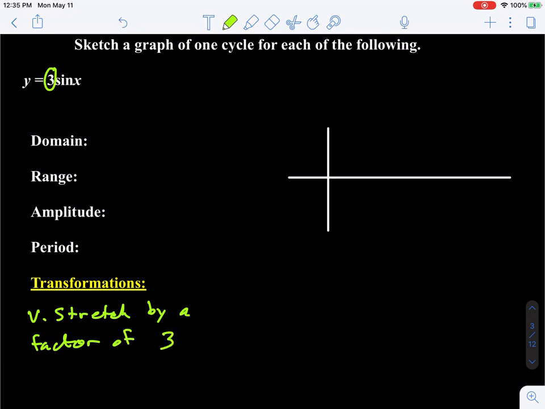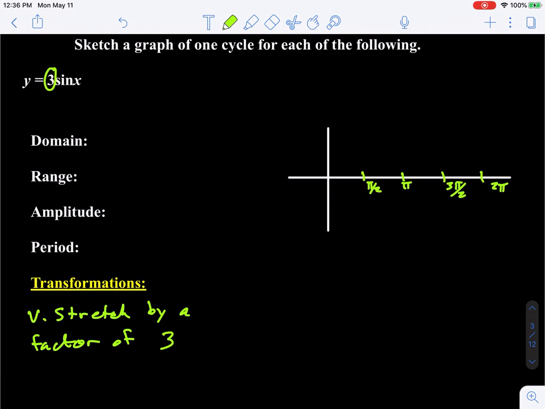Since it is a vertical stretch, none of our horizontal values are going to be changing. So the horizontal values on our axis are going to be the exact same ones that we have used before, which were 0, pi over 2, pi, 3 pi over 2, and 2 pi. Those are always going to be the values that we will use on the x-axis unless a horizontal change has taken place, meaning a horizontal shift or a horizontal stretch or compression.